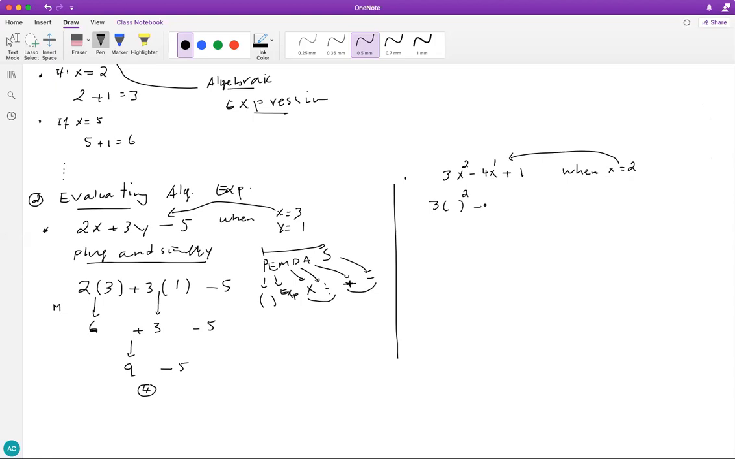So again, write this expression like this. Without the x, the power is an invisible 1, so we don't need to write it, plus 1. Only remove the variable, and instead of the variable, we're going to plug in the value. So x is 2, so we're going to put 2 here, and also here. Now we're going to use the order of operations to simplify. Again, PEMDAS.